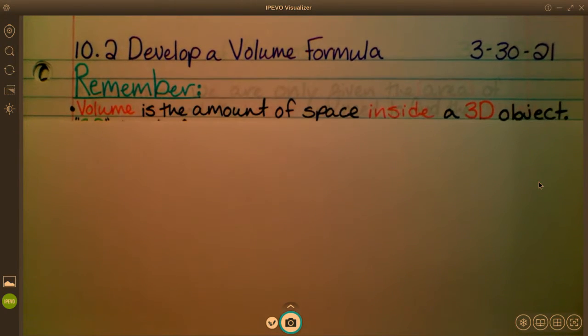Number 1. Volume is the amount of space inside a 3D object. We're not talking about how much can fit on top of it. We're talking about how much can fit inside of it.